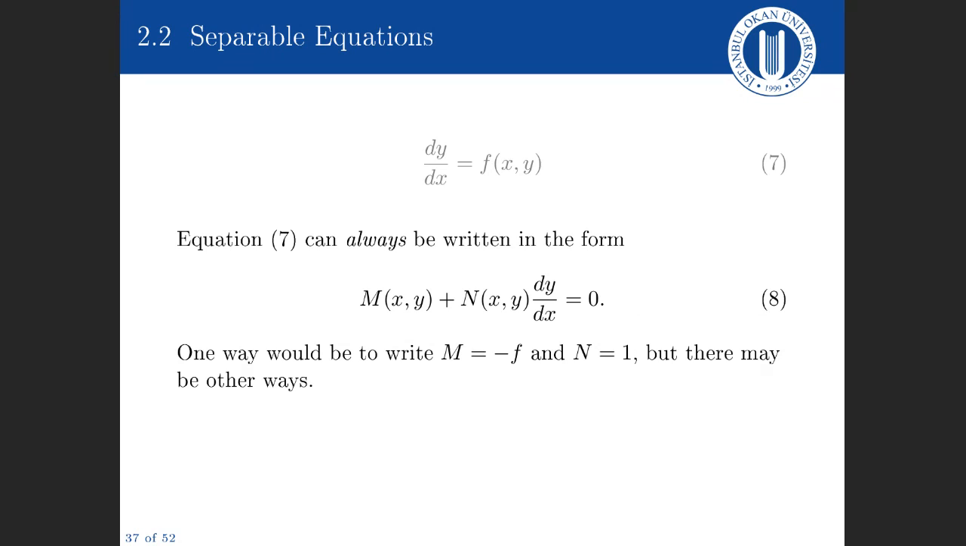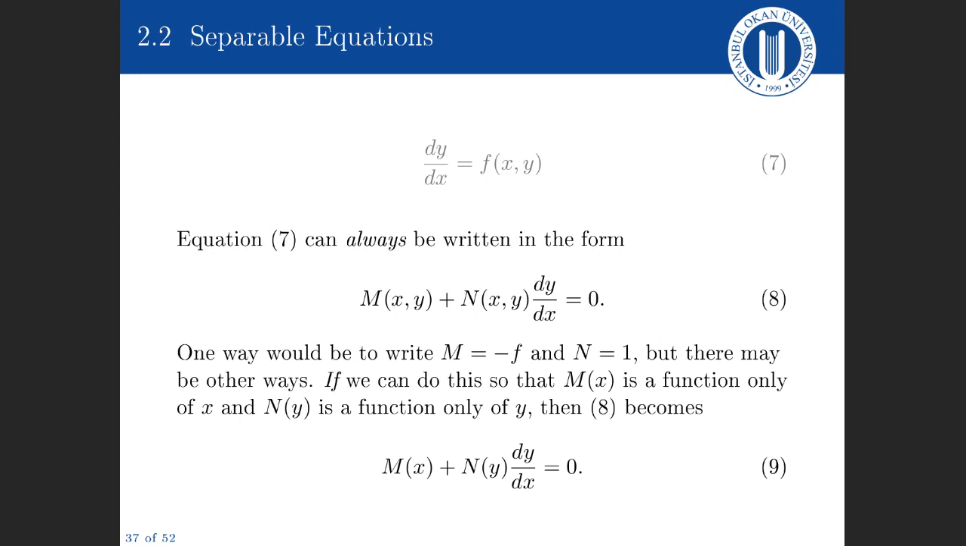Equation 7 can always be written in the form m of x and y plus n of x and y dy/dx is equal to 0. There's an easy way to do this. We could just choose m is equal to minus f and n is equal to 1, and then rearrange, and we get equation 8. But of course, there may be other ways we can rearrange equation 7 so that it looks like equation 8.